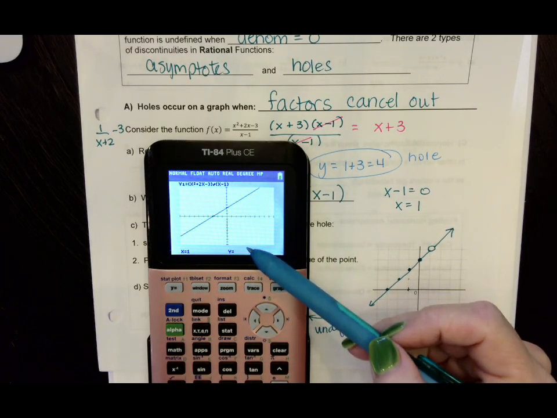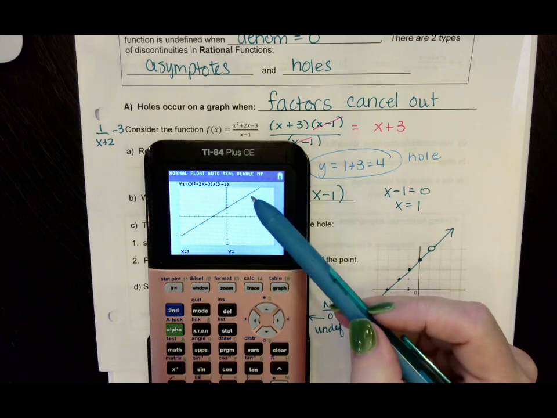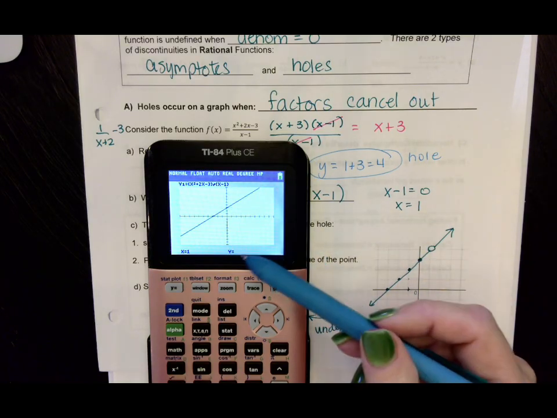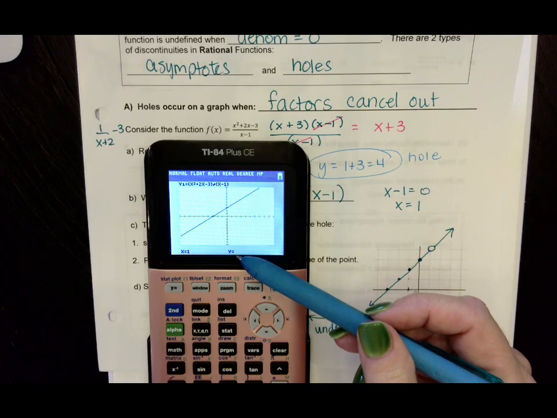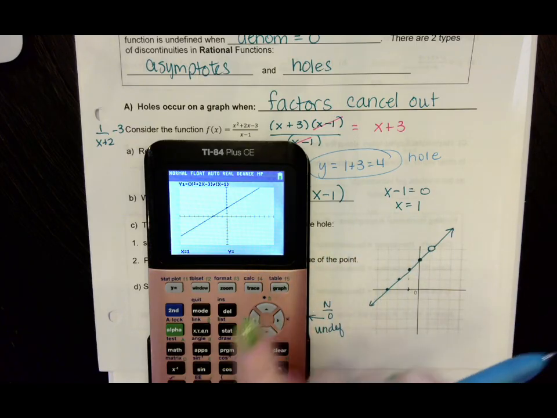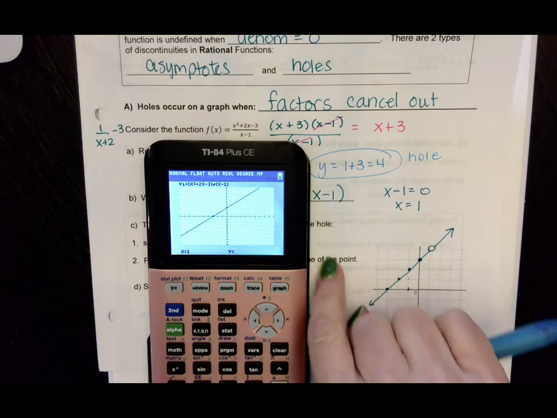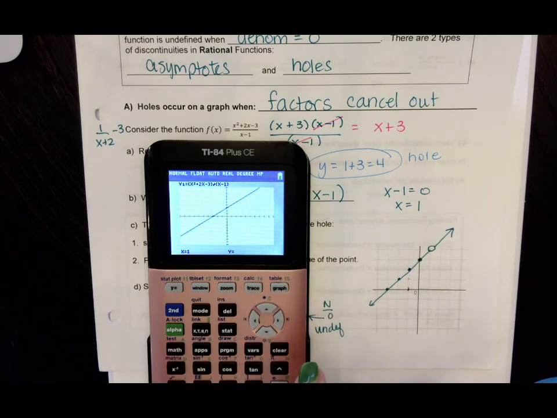There's no y value. So even though your calculator doesn't show the hole right here at 1, 4, the calculator knows that that hole exists. So there's no way for you to go to every single point and see where your holes are. You have to do it algebraically because the calculator is not going to show you where that is.